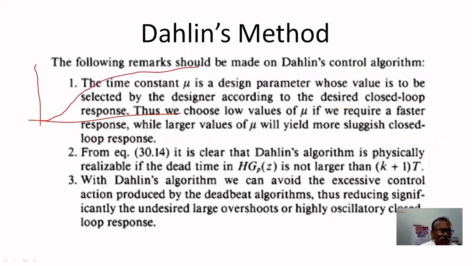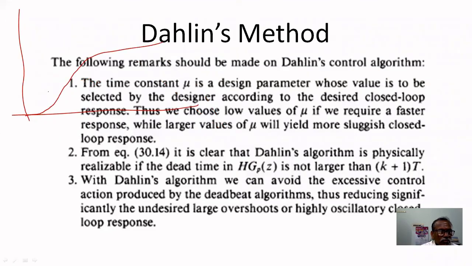If you choose a smaller value of mu, the rise time is better. For a large value of mu, the rise time is poor. This is the response for a large value of mu. This is the response for a smaller value of mu. So if you choose a large value of mu, the response will be sluggish.